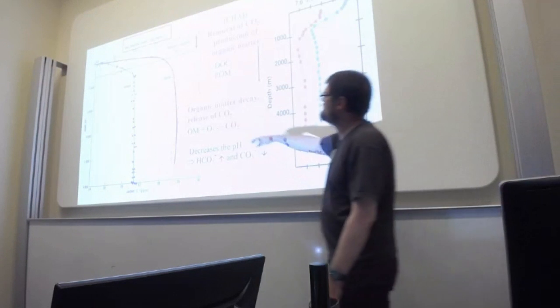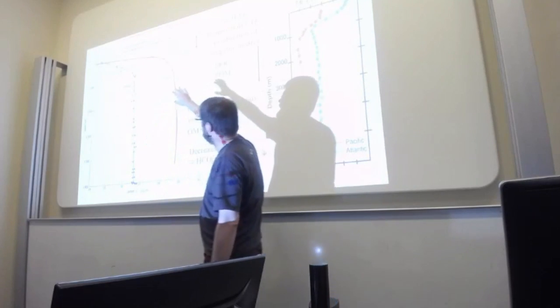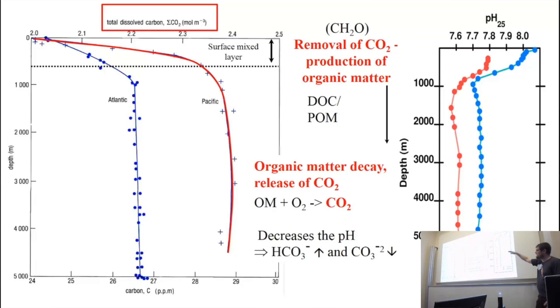So you can see in two different oceans, the Atlantic Ocean and the Pacific Ocean, the surface ocean has a relatively low concentration of carbon, but the deep ocean has a higher concentration, because organic matter is being added to it and then respired. And you can see the effect on pH here. The pH in the surface ocean is being reduced as we go into the deep ocean, because of this release of CO2 from the decay of organic matter.